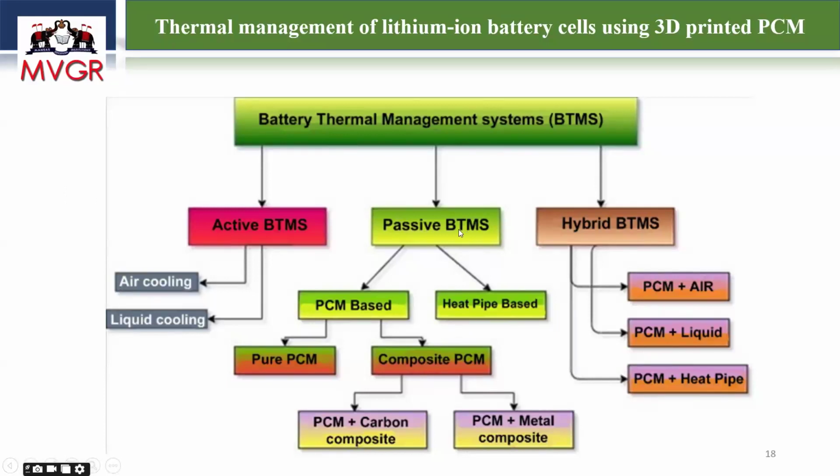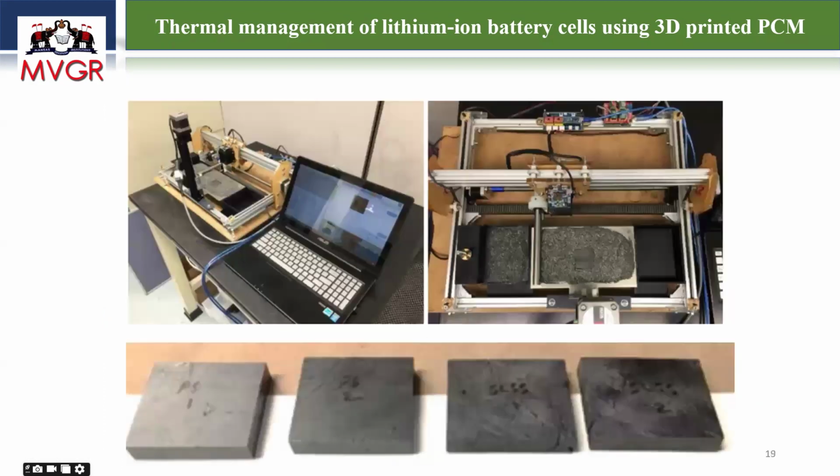Coming to the passive cooling method, you are not putting in any energy sources. In active cooling we use some external energy devices, but here we are not giving energy sources. Simply, you can put phase change material. The PCM will absorb the heat, and whenever you don't want the heat, at that time it will release it.